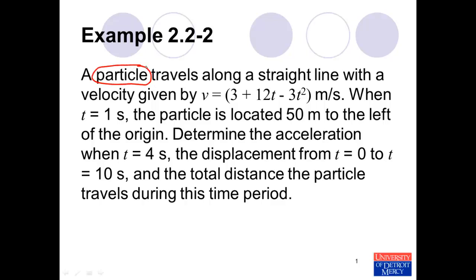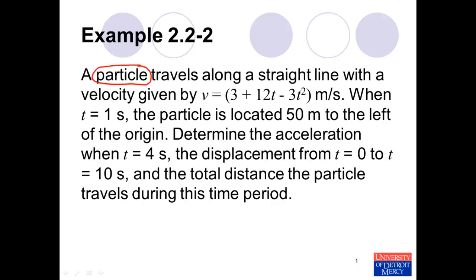This problem is regarding a particle, or we're modeling something as a particle. And so particles have mass but no size. We can consider them a point. And because of that, we are not interested in their rotation. We're only interested in their translation. So a particle is a simpler model than a rigid body model, and that's why we're starting with it.